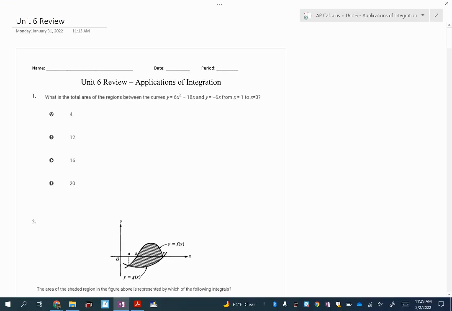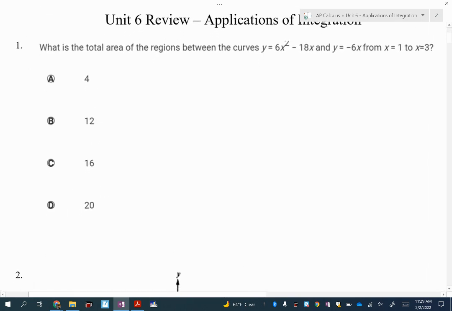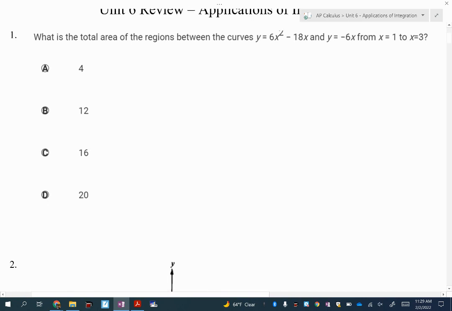This is part one of two parts in terms of this review. I'm going to go over the first 13 questions in this video. All right, so the first question says, what is the total area of the regions between the curves y equals 6x squared minus 18x and y equals negative 6x between 1 and 3?